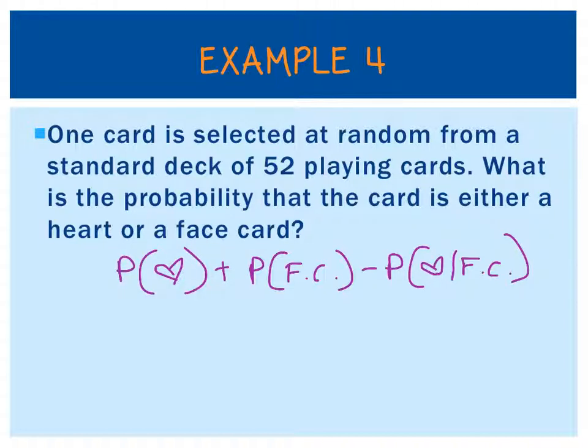So how many hearts are in the deck? 13. 13 out of 52. How many face cards are in the deck? 12. There's 4 jacks, 4 queens, 4 kings, right? So 12.